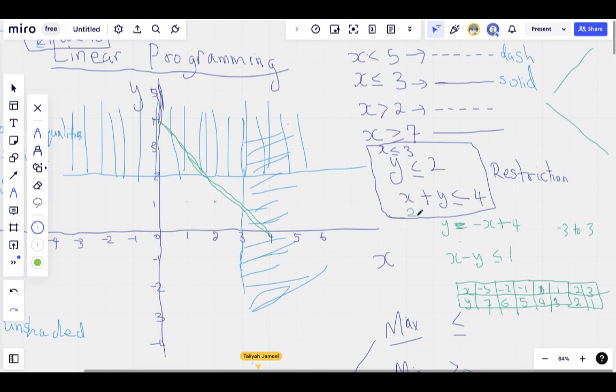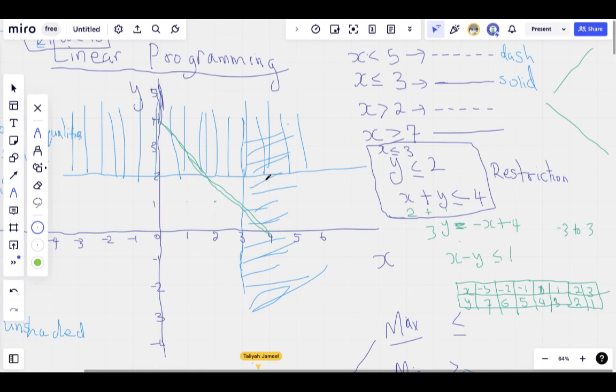X is 2, y is 1. So you say 2 plus 1 is 3. You can see it's less than 4. 3 is lesser than 4. Since it's less than 4, this region, this other side, is the accurate side. This other side is the accurate side.